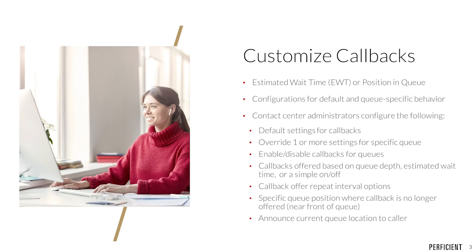Flex supervisors can enable and customize callbacks to suit their contact center's needs using our admin console to customize EWT, estimated wait time, and queue depth configurations. Perficient's callback solution provides a callback administration panel, which allows supervisors to configure the following: default settings for callbacks, override one or more settings for a specific queue, enable or disable callbacks per queue, callbacks offered based on queue depth, estimated wait time, or a simple on and off. Callback offer repeat interval, the specific queue position when the callback is no longer offered, and the identification of a caller's current queue position.